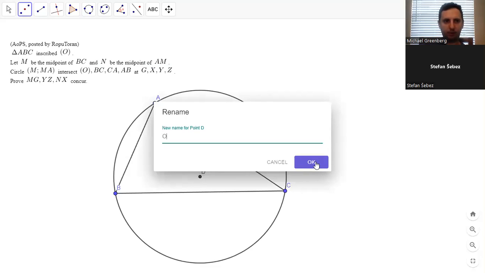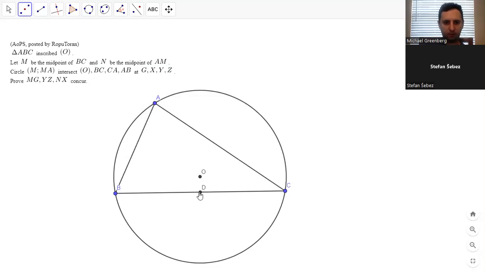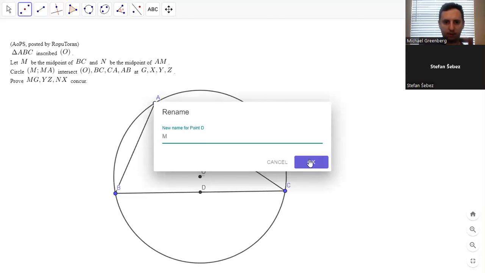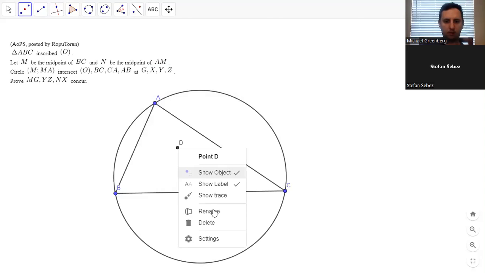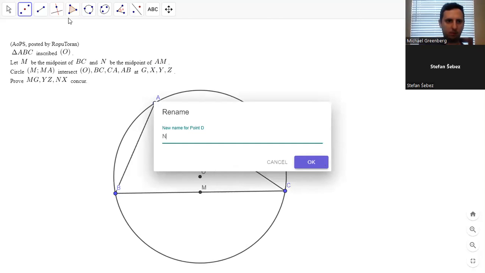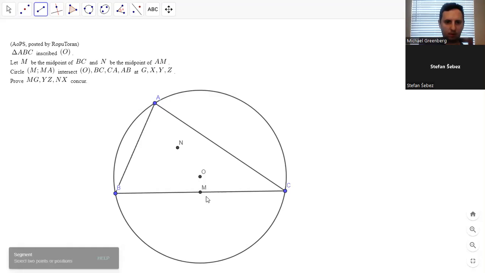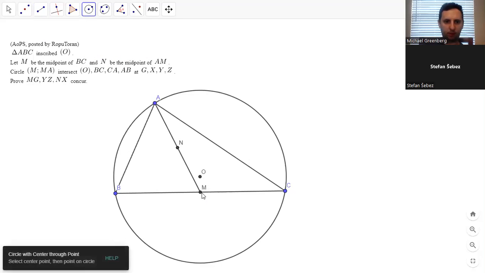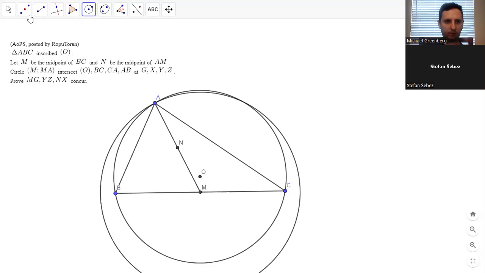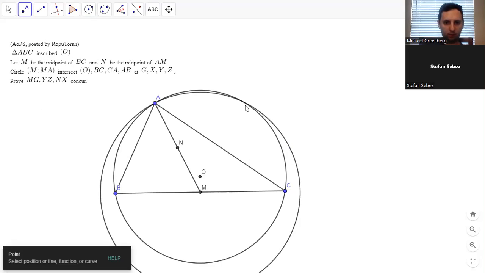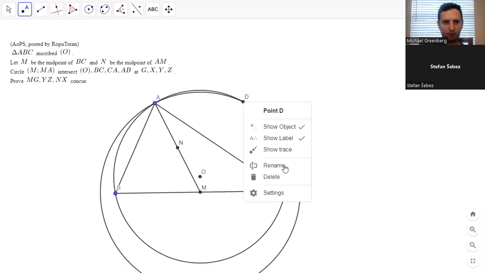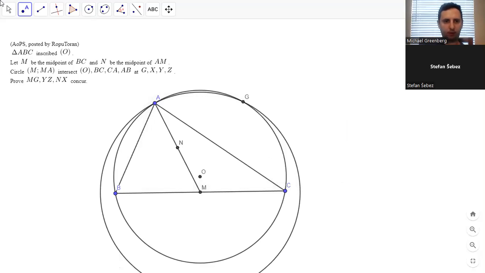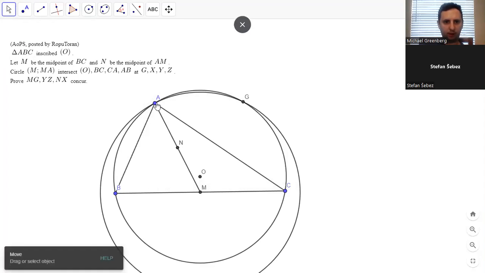And M is the midpoint of BC. N is the midpoint of AM. And then we draw the circle with center M and radius MA, passing through A, and it intersects O at G. And then we see where it intersects the sides. So G and then X, Y, Z.